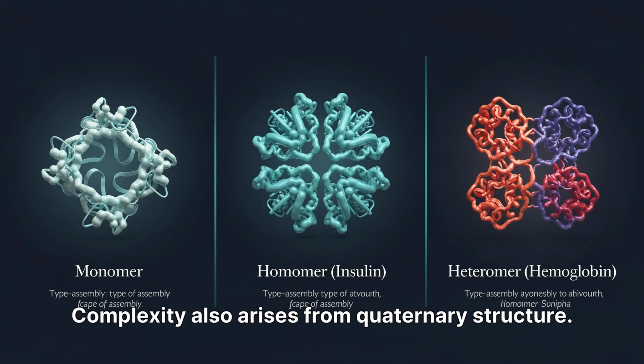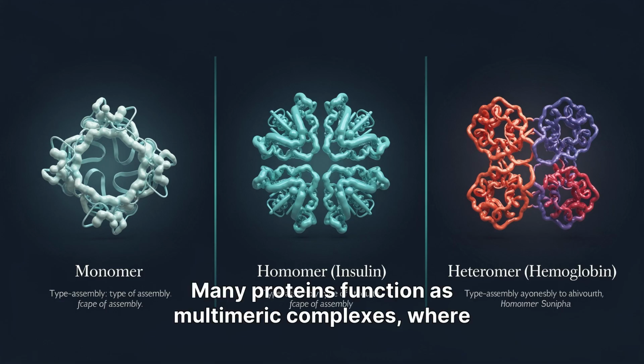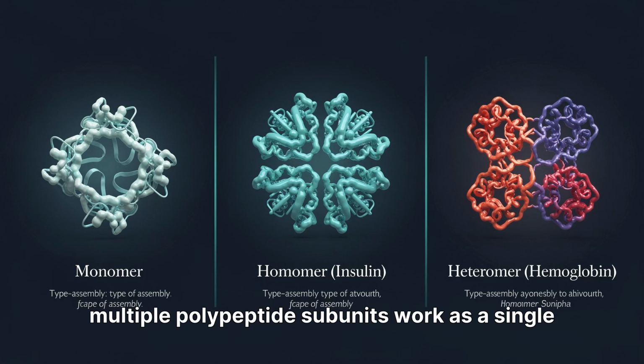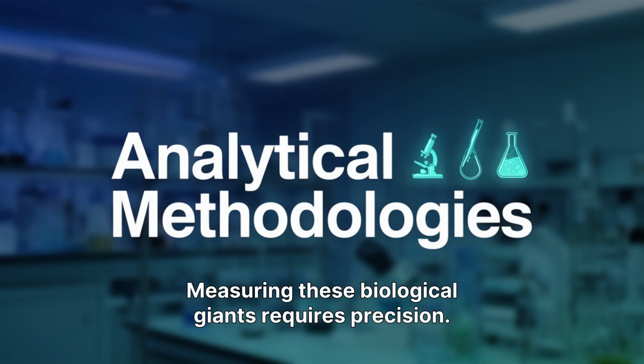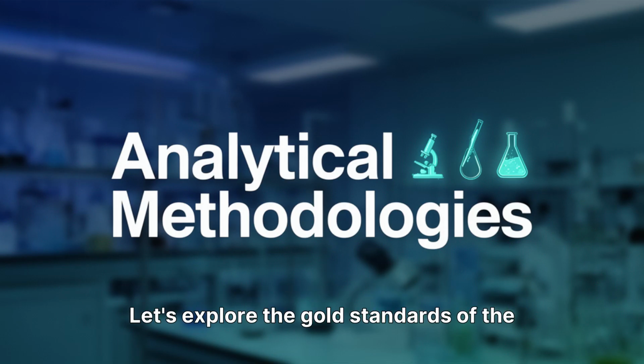Complexity also arises from quaternary structure. Many proteins function as multimeric complexes, where multiple polypeptide subunits work as a single whole protein. Measuring these biological giants requires precision. Let's explore the gold standards of the modern laboratory.